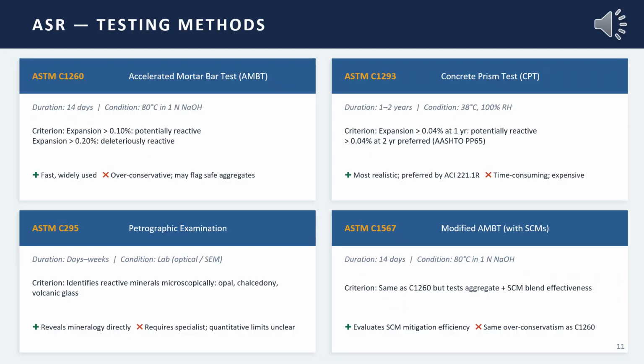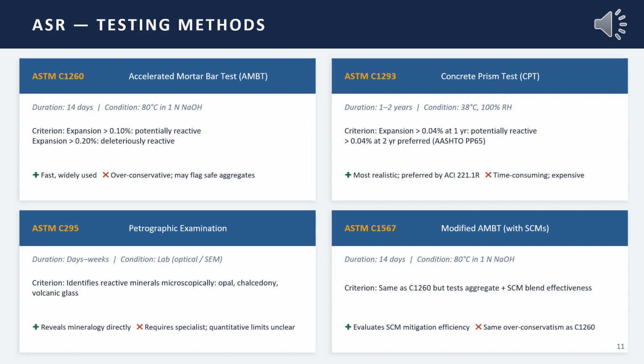Now, how do we test for ASR potential? There are four standard methods you should know, and they each have important practical trade-offs. The first is ASTM C1260, the Accelerated Mortar Bar Test, or AMBT. This is the fastest test.